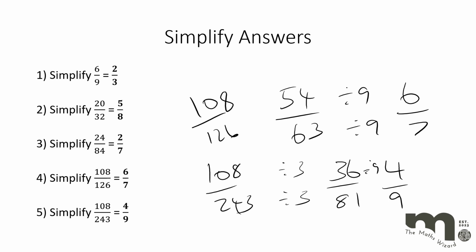So just be aware on those slightly trickier ones, just to sort of check your factors like 3, 9, check those sort of factors out, rather than just assuming that that's already in its simplest form.